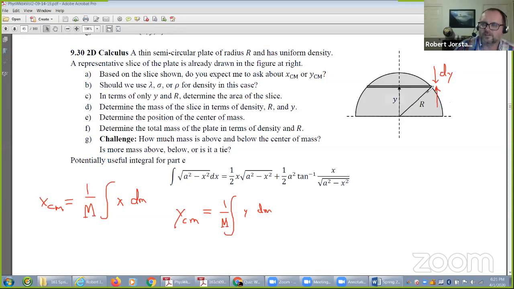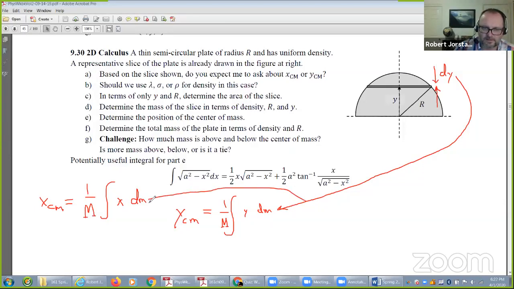I'm going to eventually get a tiny distance in the y direction, dy. So that's what makes me think, if I want to be able to do the integral and I plugged it into both of these, which one would I actually be able to compute? If you put in sigma dy, again, we're using sigma because this is 2D.